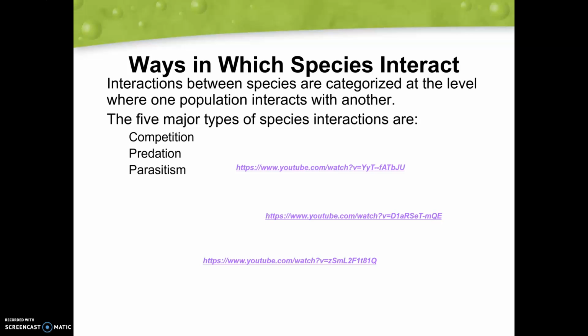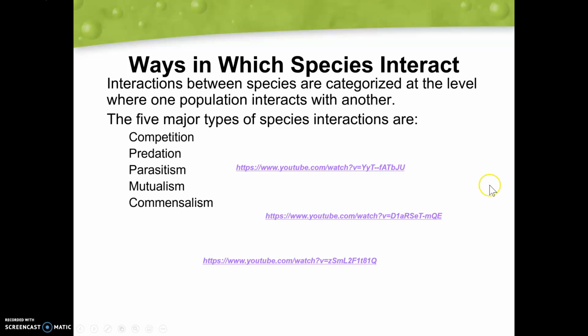Then we have different symbiotic relationships, and the first one is parasitism. So that's where one organism is benefiting from the relationship and the other one is being harmed. Then we have mutualism, where both organisms are benefiting from the relationship. And then commensalism, where one organism is benefiting and then one organism really doesn't have any effect.